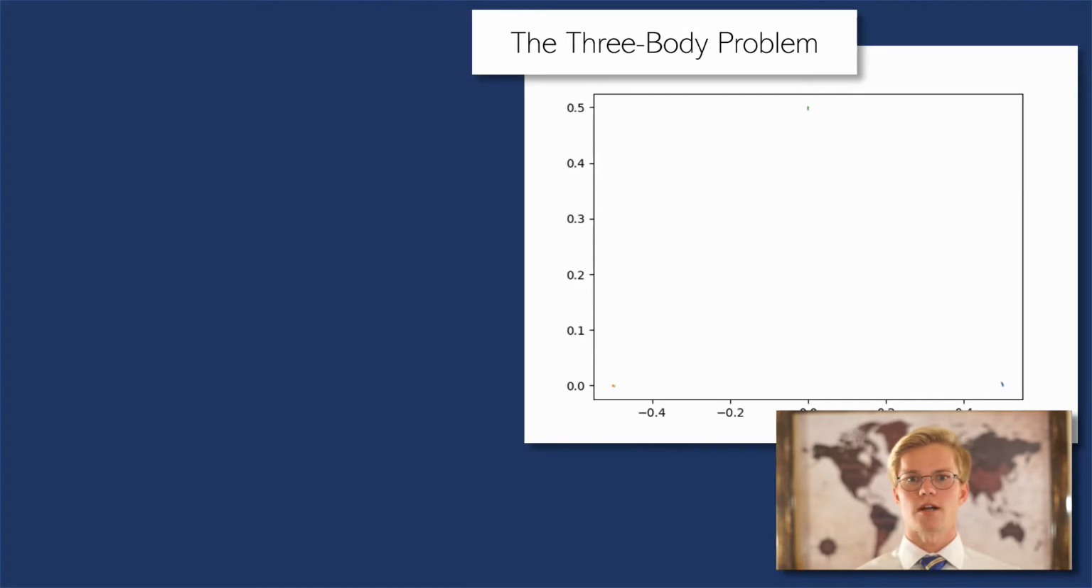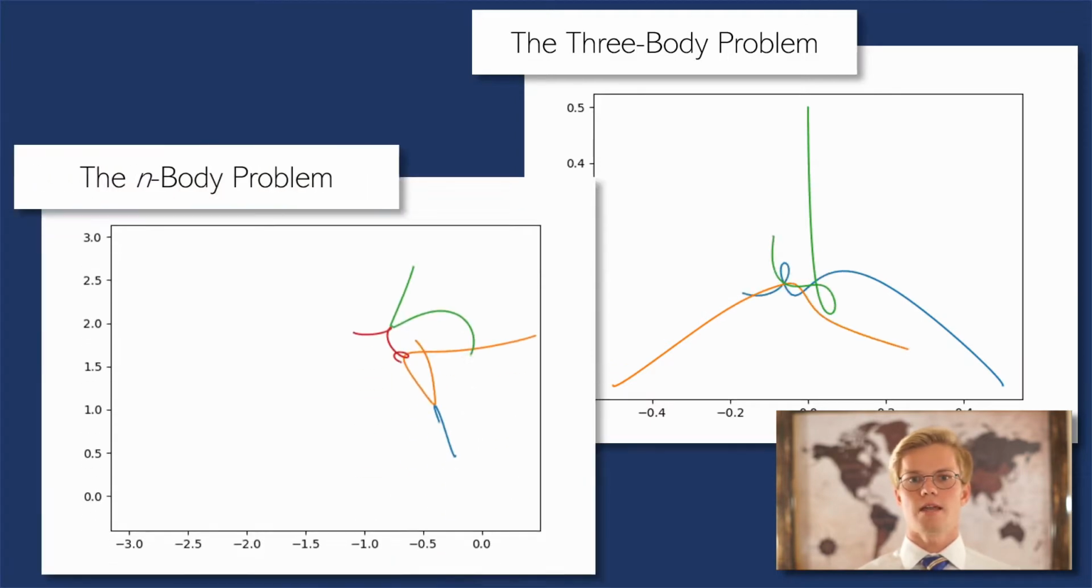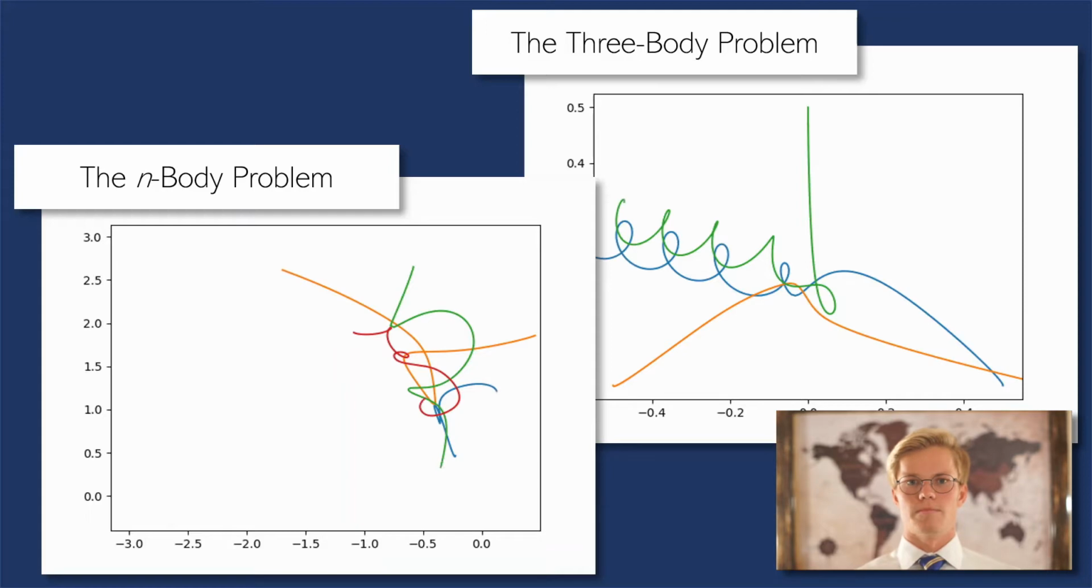This question describes the motions of three gravitationally relevant bodies around each other, visualized here. No analytical solution has been discovered for this type of problem. Three-body problems can also be generalized into the n-body problem, which describes the motion of n gravitationally relevant bodies around each other. These problems more closely reflect the real world.